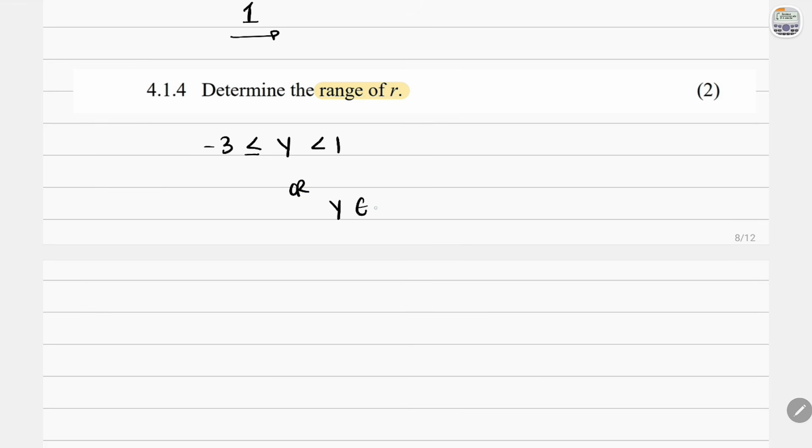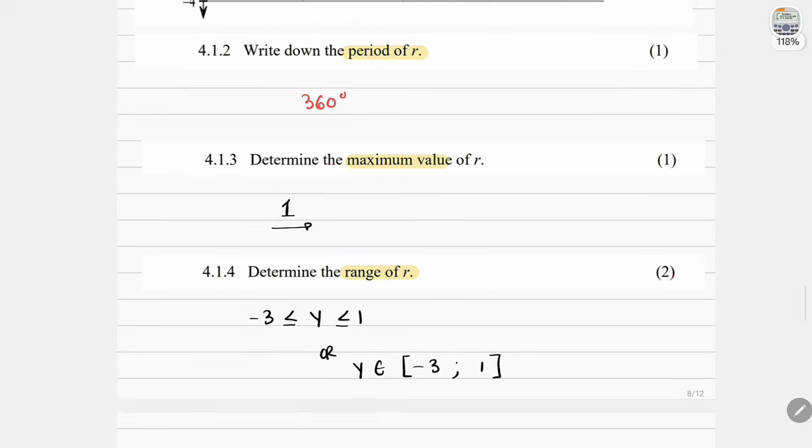You say y is an element of, okay, I was supposed to say less than or equal to 1. So y is an element of, and we start at -3 and then all the way to 1. And you see that it's greater than or equal to -3, so use a square bracket here and also a square bracket here because you can see that 1 is included. This is an actual y value on this graph. And that is our answer.